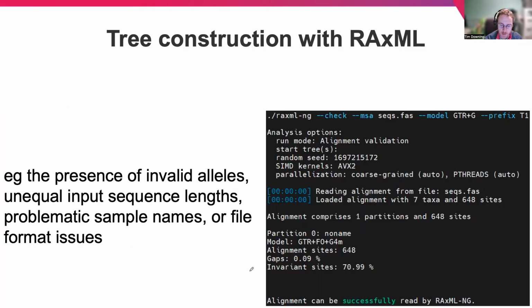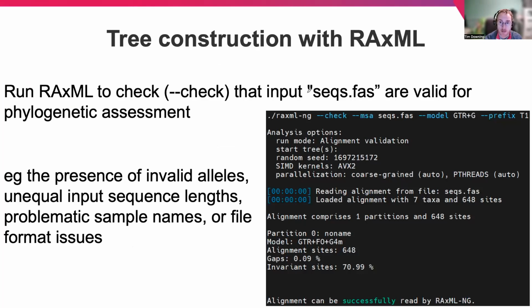So the first step in this process is to check that the input sequences, seq.phas, which is what we're going to use here, are valid for phylogenetic assessment. So we use this command here, raxml-ng --check. --msa is the multiple sequence alignment input, and then we take in seq.phas. The model is GTR+G here, and then we have a prefix indicating what type of output files we want for the name.